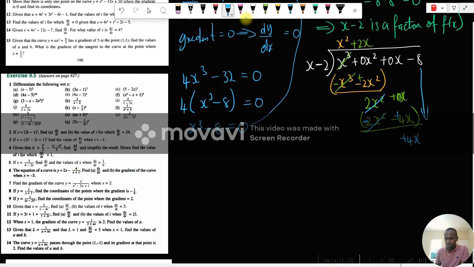Sir, how did we get the 4x again? We're subtracting. Whenever we're subtracting, the signs must change. So this becomes a minus 2x squared. This is already minus, so it becomes minus 4x, which is plus 4x.